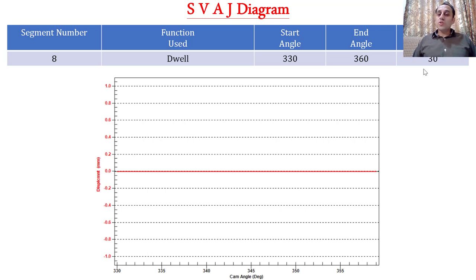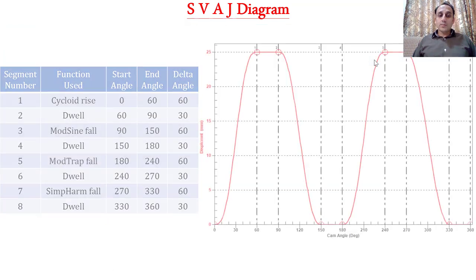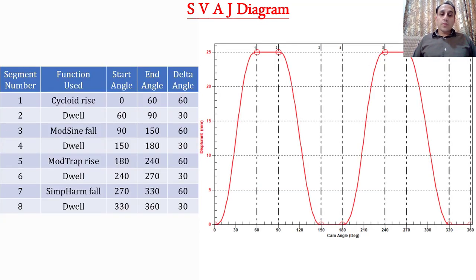So in the one revolution of cam, what is happening? So this is the summary of all the segments. So there are basically 8 segments. In the first segment, what is happening? The follower is rising, then there's a pause, then the follower is falling down, then there's a pause once again. So in the fifth segment, the follower is once again rising, then there's a pause, then the follower is falling, and in the end there is a pause once again. So these are the delta angles or the beta values of all of those segments.